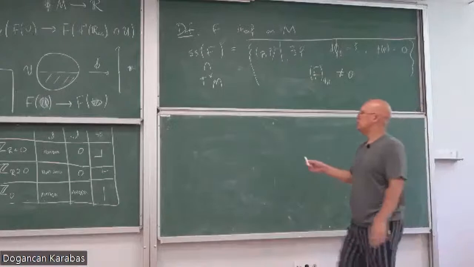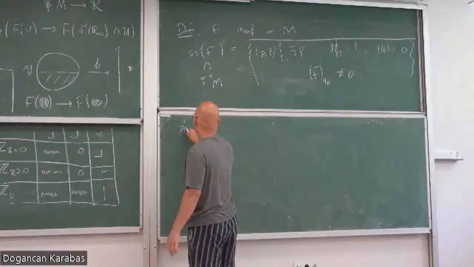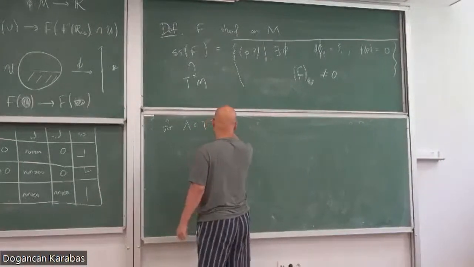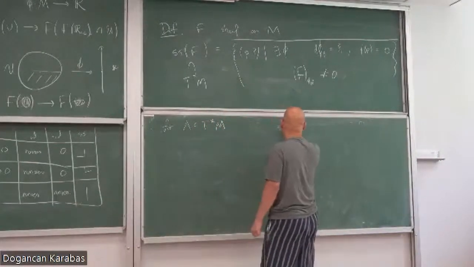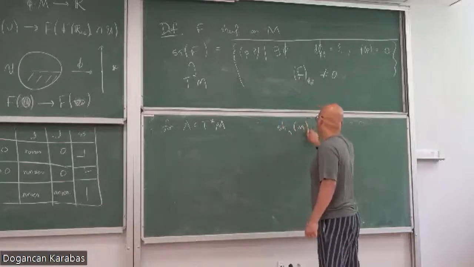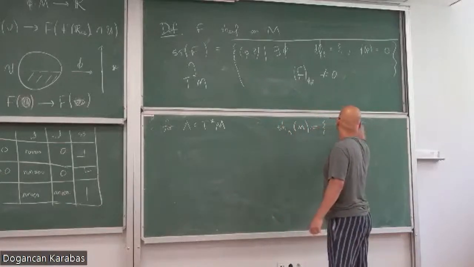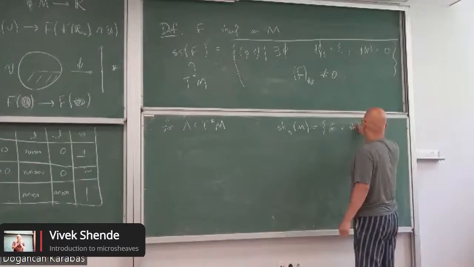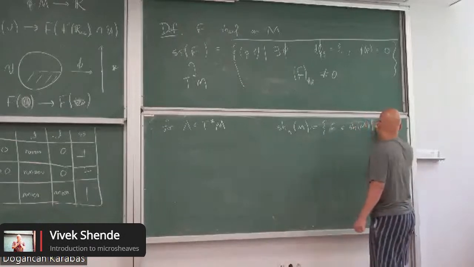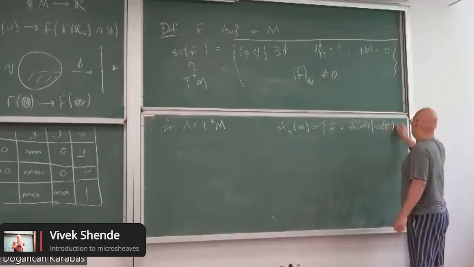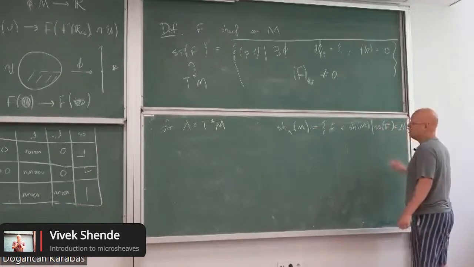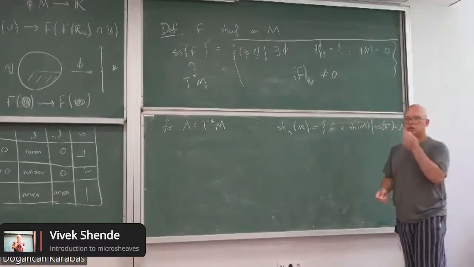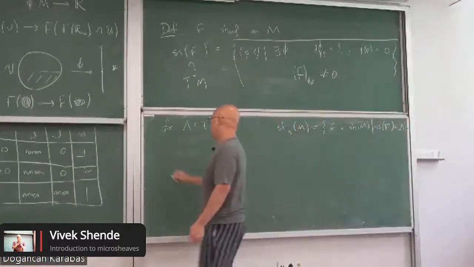So for lambda in T star M, we write Sheaves lambda of M for sheaves F in Sheaves of M such that the microsupport of F is contained in lambda. In other words, I tell you at the outset in which directions I allow the sheaf to change. And let's do an example.